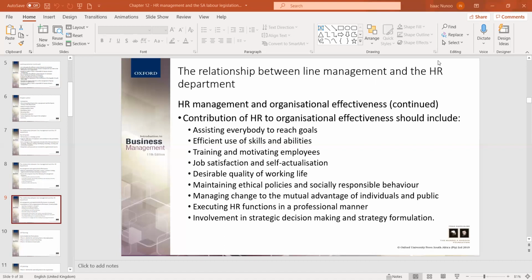They also assist with the maintenance of ethical policies and socially responsible behavior. Managing change to the mutual advantage of individuals, groups, organizations, and the public. They also execute human resource function activities in a professional manner. Basically, they are also involved in strategic decision making and strategic formulation of the organization. So these are some of the key contributions of human resource to the effectiveness of an organization.